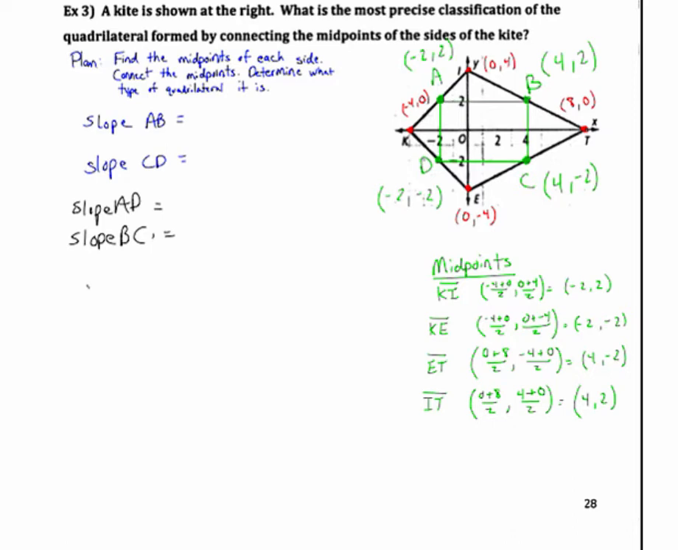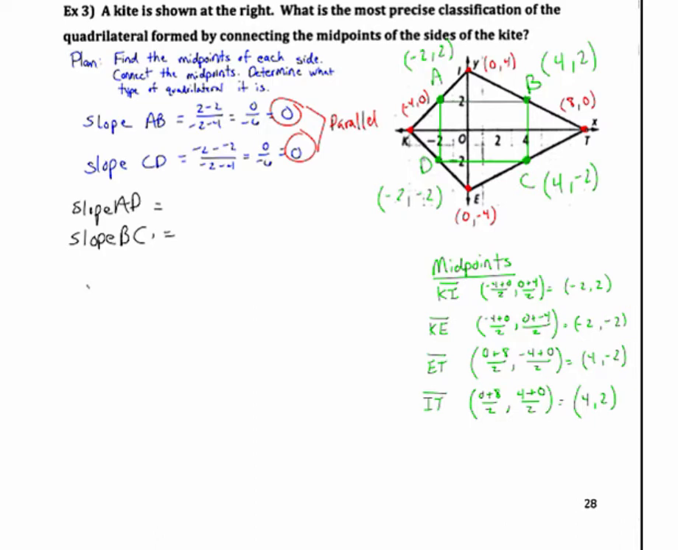The slope of AB is the y minus the y, so it's going to be 2 minus 2 over negative 2 minus 4, which is 0 over negative 6, which is a slope of 0. The slope of CD is going to be the y minus the y, so negative 2 minus negative 2 over negative 2 minus 4, which again is 0 over negative 6, or 0. So with that, I've shown that the slopes are the same, so these in fact are parallel.